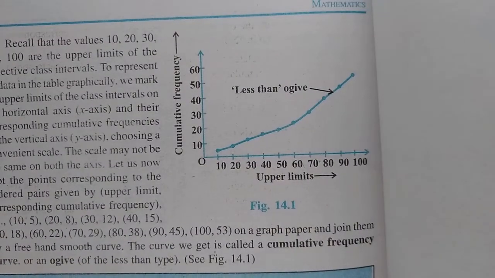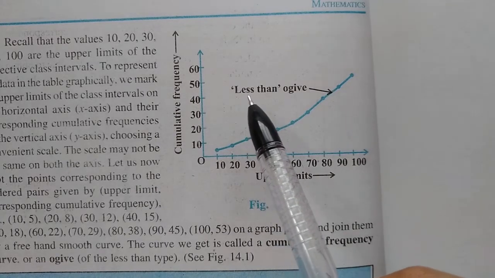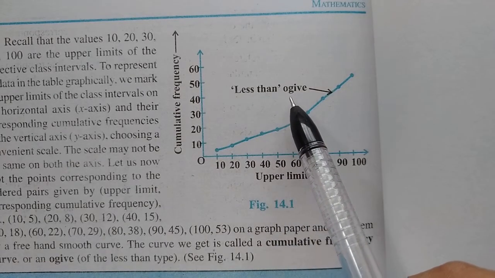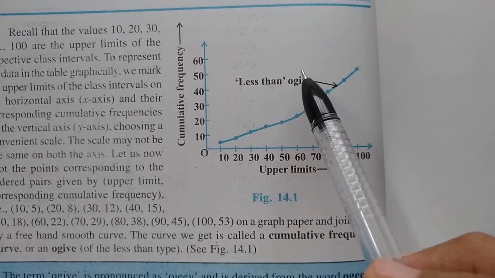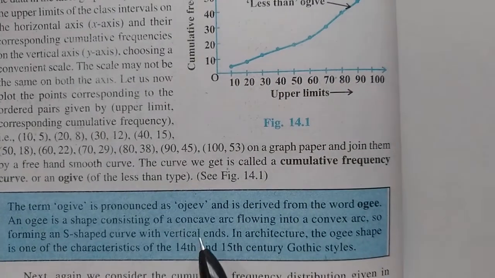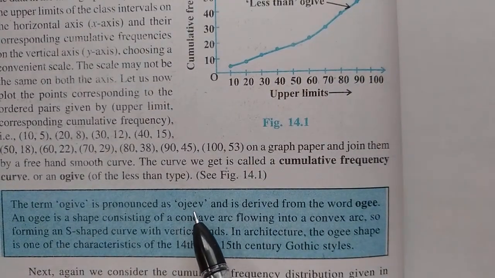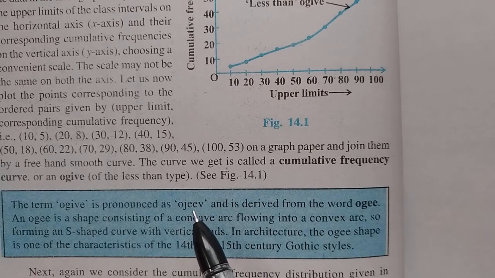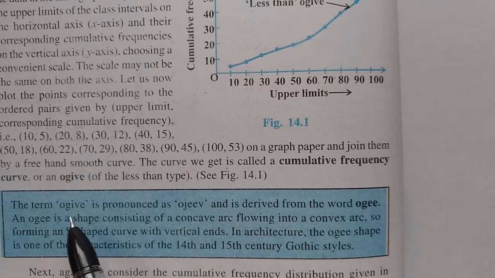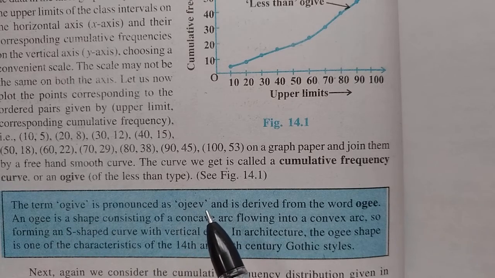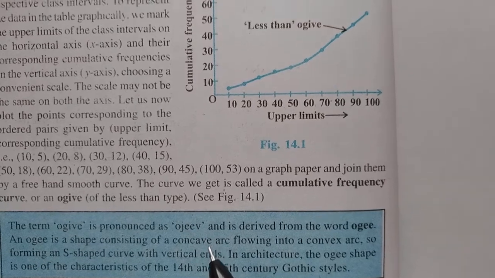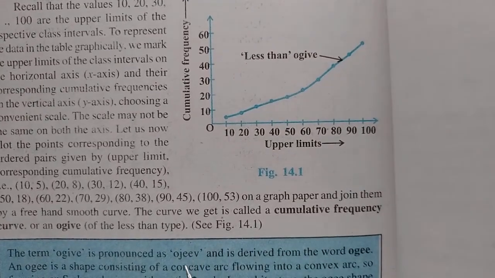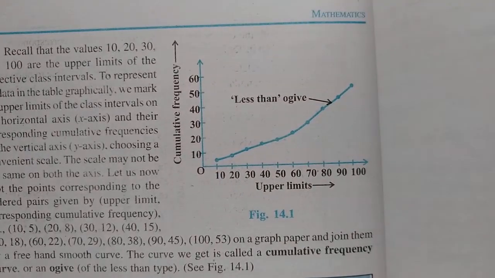Now children, this graph is known as less than ogive. We pronounce it this way, it is given that way. Earlier days we were speaking ogive, whatever it may be. Here it is written that way, you have to pronounce. I will speak ogive. You may have it different also. It is not a matter of discussion.